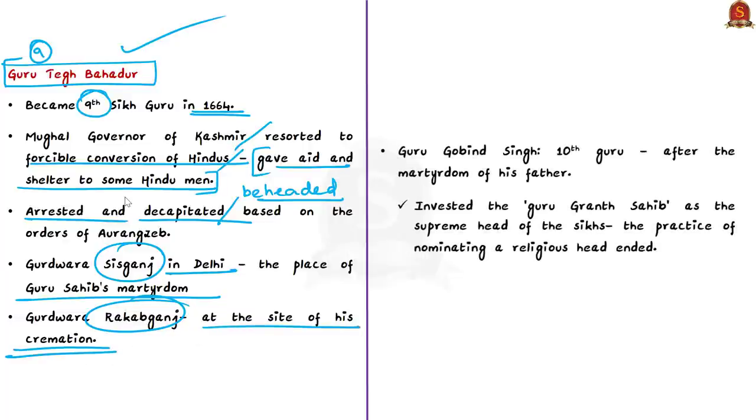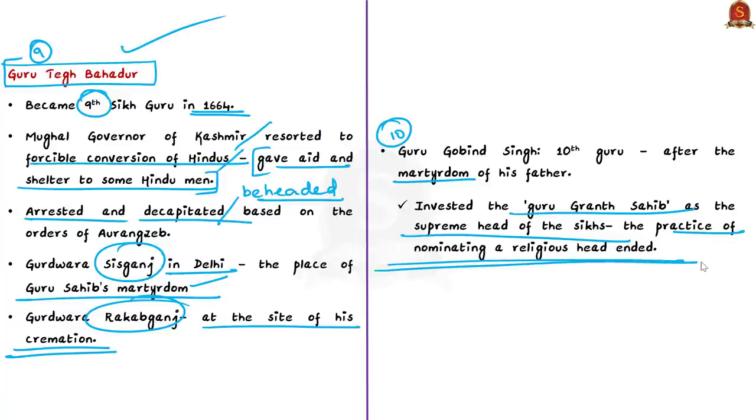He is followed by the 10th Guru, Guru Gobind Singh. He became Guru after the martyrdom of his father, Guru Tegh Bahadur. And the special thing about Guru Gobind Singh is that at the time of his death, he invested Guru Granth Sahib, that is the sacred holy book of Sikhs, as the supreme head of the Sikhs. Thereby, he brought the practice of nominating a religious head to a grinding halt.